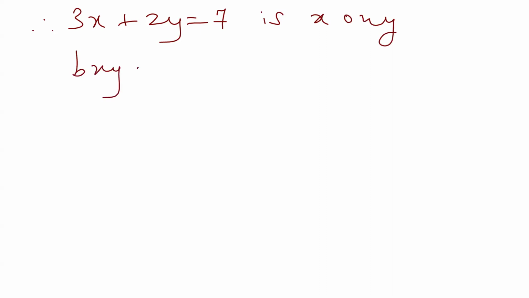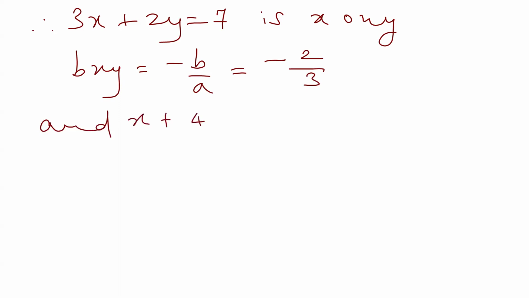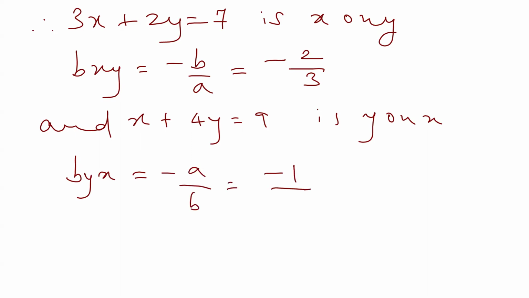Now we are very sure that the first line is x on y. 3x plus 2y is equal to 7 is x on y. bxy is equal to minus b by a. B is the coefficient of y, a is the coefficient of x. And the second line, x plus 4y is equal to 9, is y on x. So byx is equal to minus a by b. A is 1 and b is 4. So these are the right answers.